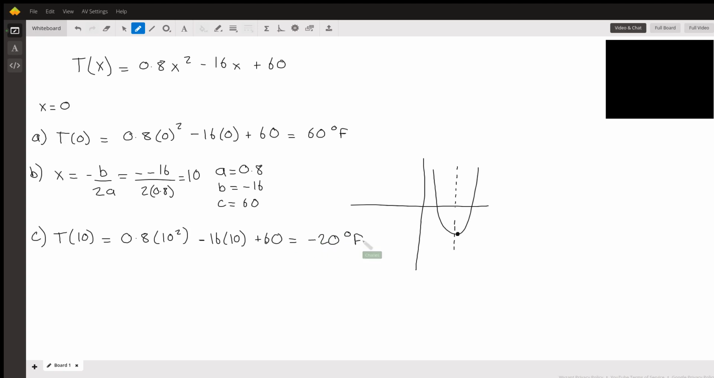So basically, the lowest temperature happens at time equals 10, or x equals 10, and the minimum temperature is negative 20 degrees Fahrenheit.